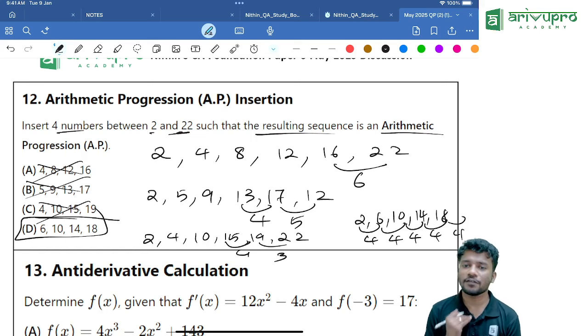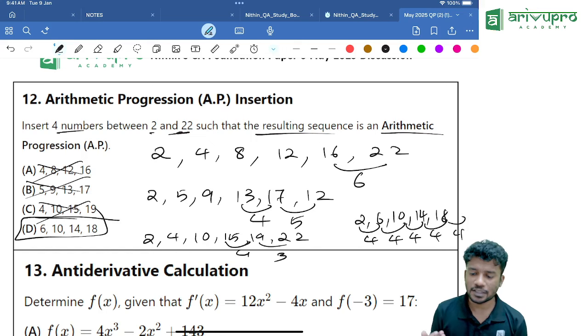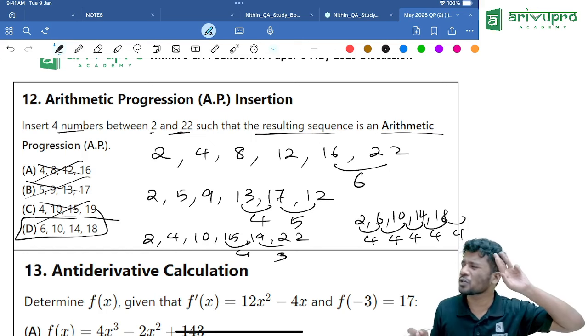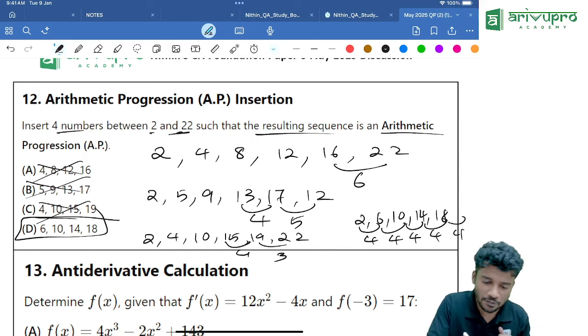So this is the level you can expect, but don't make a conclusion right now. We will go to the Jan attempt and check whether the Jan attempt is also like this. And we will go to the September attempt. There were only 3 questions from the September attempt, so we will check those questions also. Everything we will check.